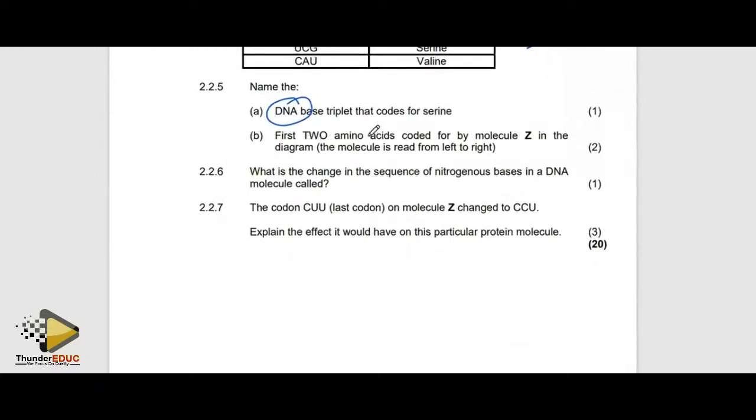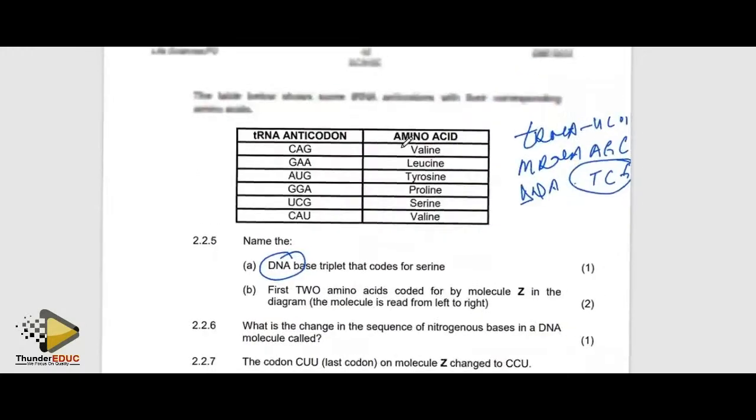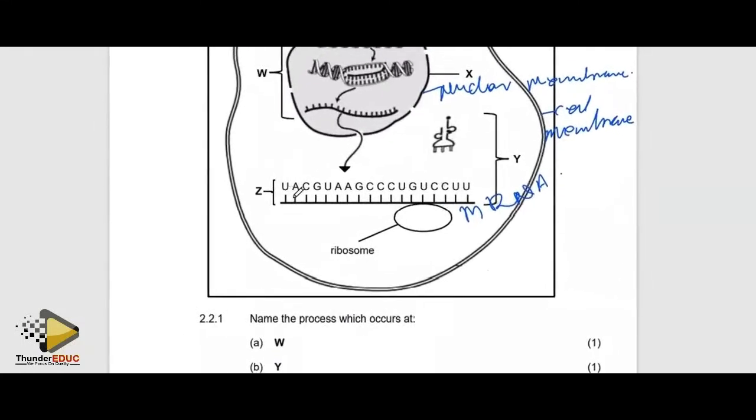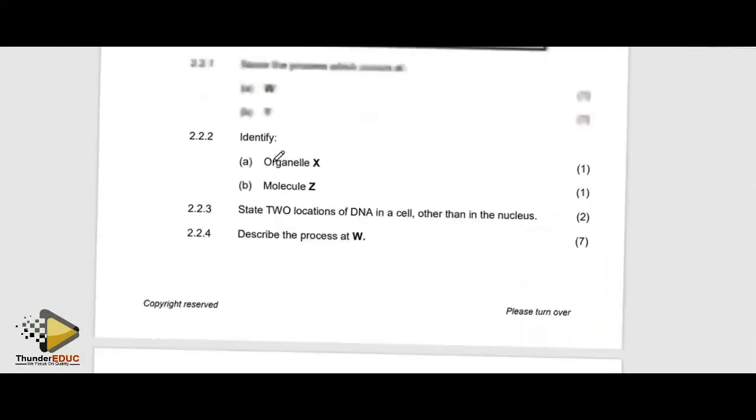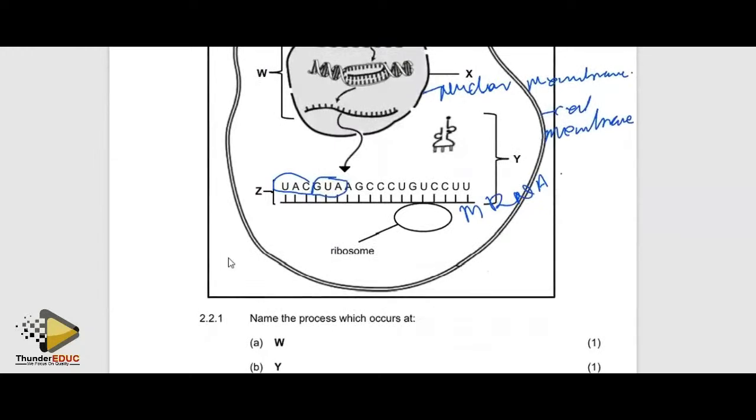They're asking for the first two amino acids coded by the molecule Z in the diagram from left to right. So I have this, and I also have this. But I need to first read, this is messenger. I need to go to the table and check. Since it is transfer RNA, I have to convert this into messenger: U goes with A, A goes with U, and G goes with C. And then another one is CAU.